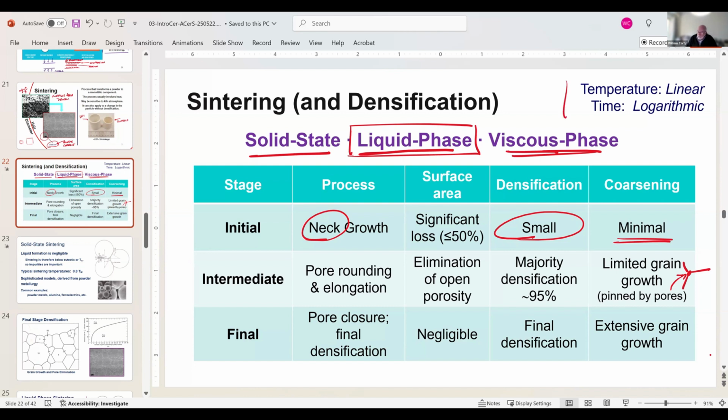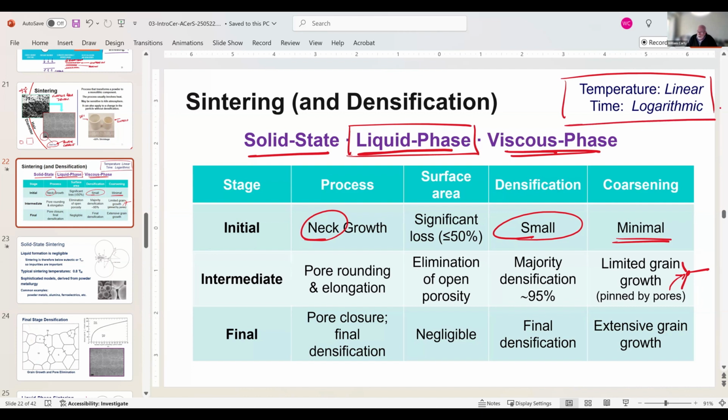Up here, okay, the system behaves linearly with temperature and on a log time basis, meaning that on a time basis, I might do 1 hour, 3 hours, 10 hours.